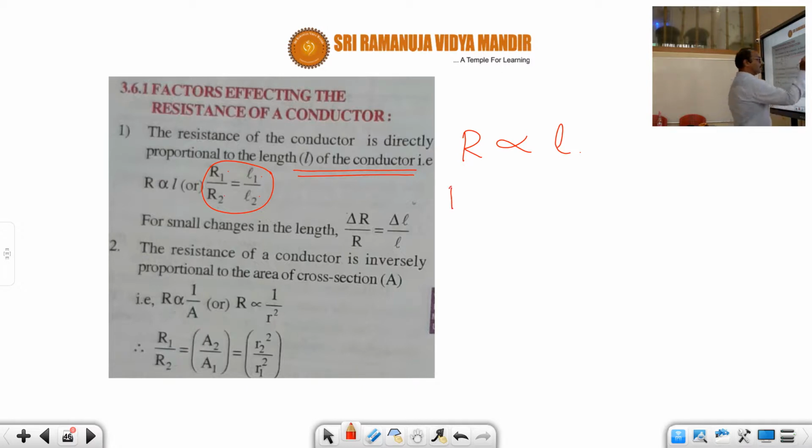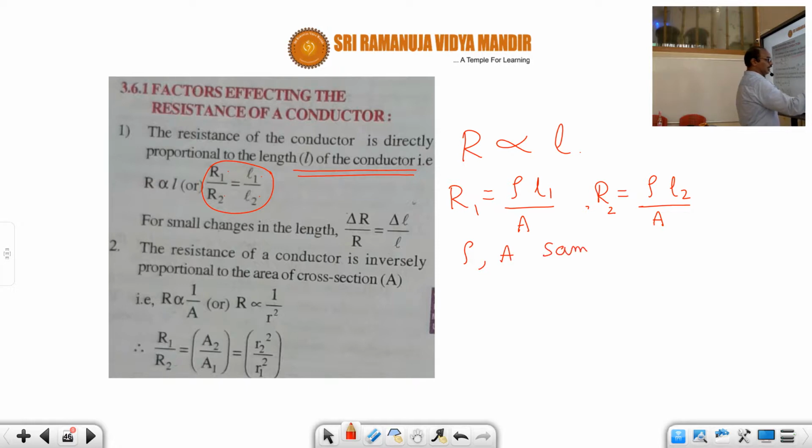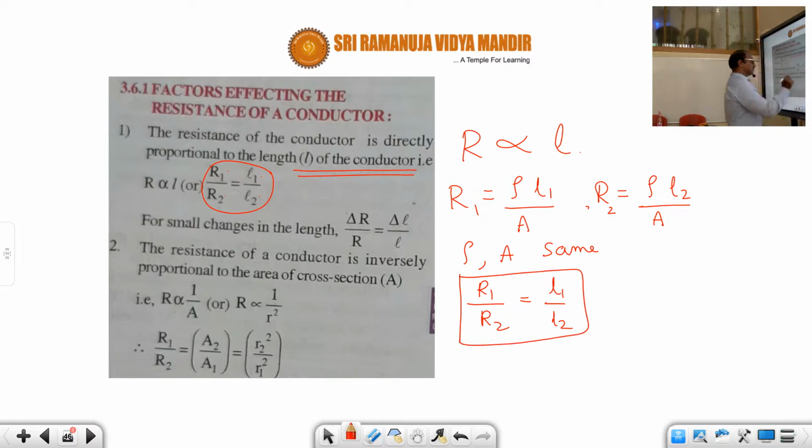Suppose R1 is equal to rho into L1 divided by area, and for example R2 equals rho into L2 divided by area. So here the rho value and the A value are the same. Rho value and area value both are same. Then if you divide R1 by R2, R1 divided by R2 equals L1 divided by L2. So that is what this equation is representing.